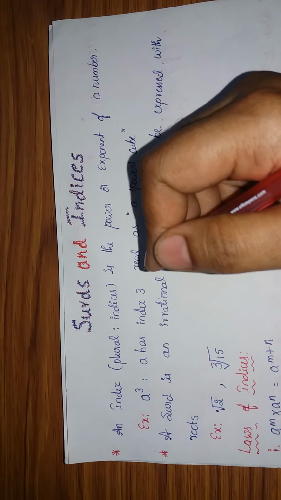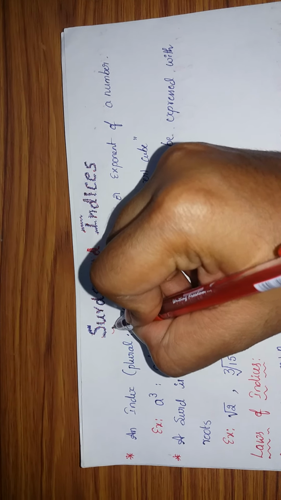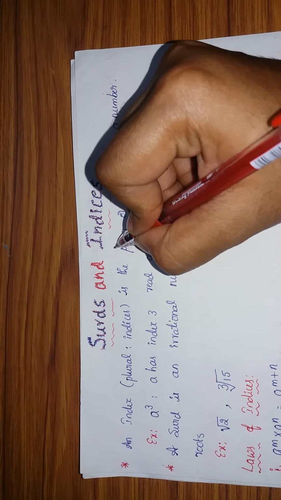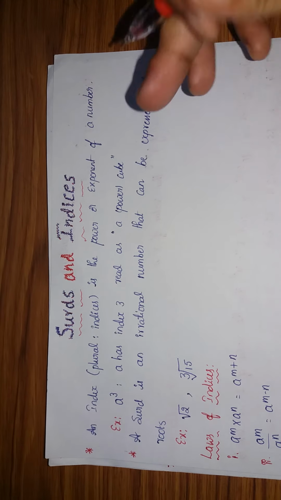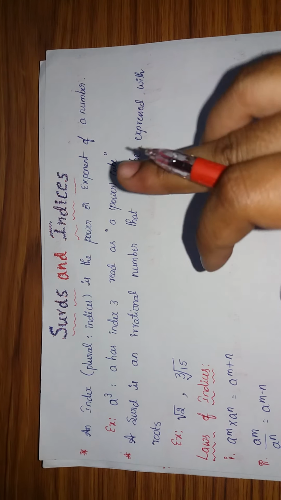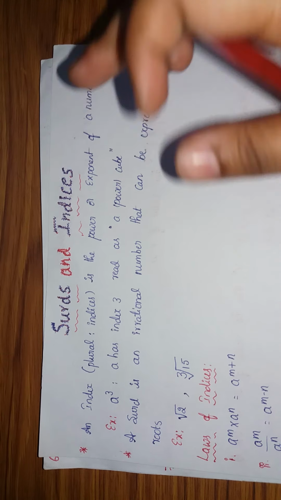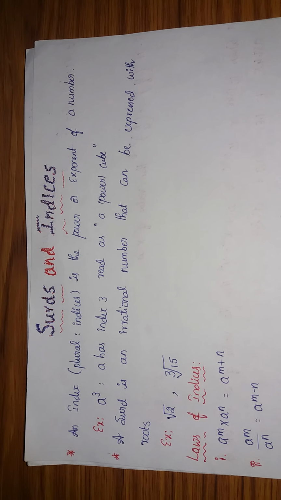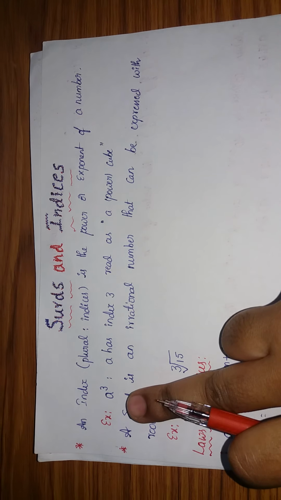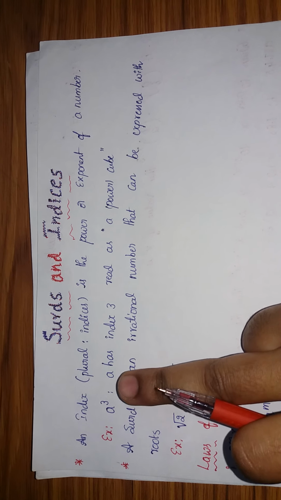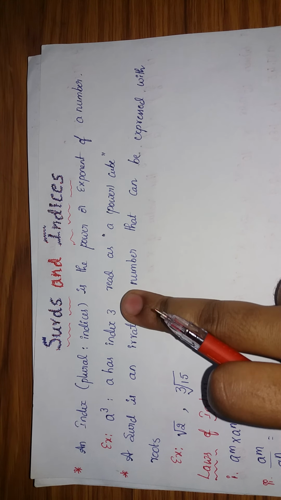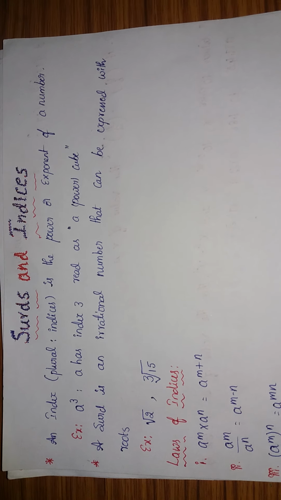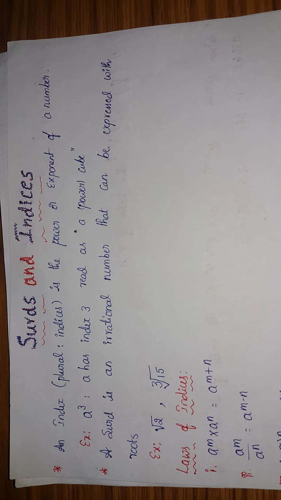Hello everyone. Now we are going to discuss a topic called surds and indices. What do you mean by index? Its plural form is called indices. Index is a power or exponent of a number. For example, a cube: a has an index 3 and it is read as a power of 3 or a cube.